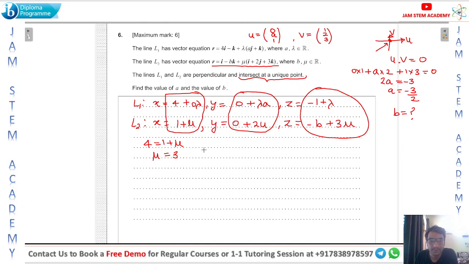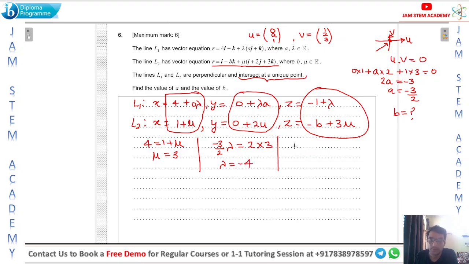After that, the y components. That gives me lambda a. We know already the value of a. It is negative 3 by 2. So negative 3 by 2 times lambda is equal to twice mu, and mu is 3. So on comparing their coordinates, we get this. Simplified for the value of lambda, lambda comes out as 3, 3 cancelled, 2 times 2, 4, negative 4 is the value of lambda. We got the value of lambda.